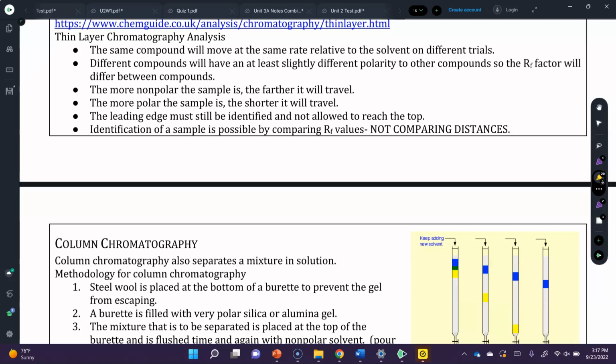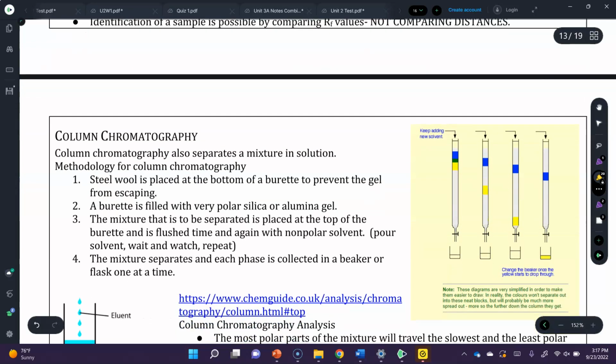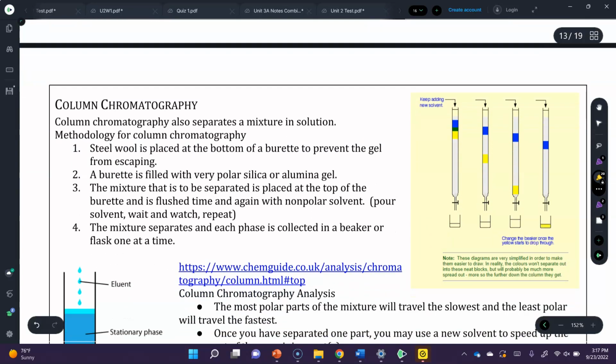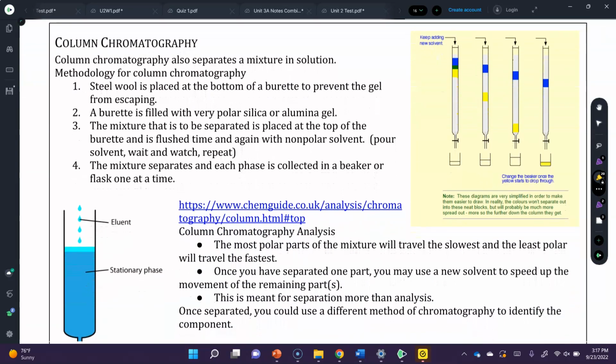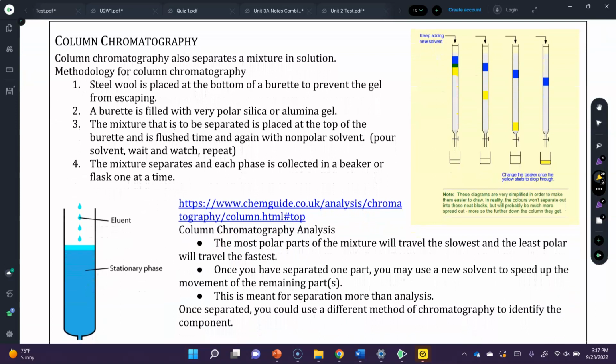Again, not distances directly. Column chromatography is one you may see when you take college level chemistry classes beyond AP chemistry, especially organic chemistry. This separates a mixture in solution, but this will separate them out so you can reuse the separate components.